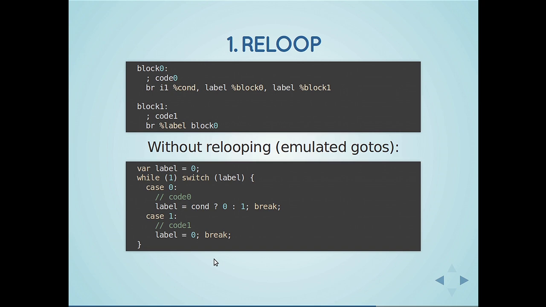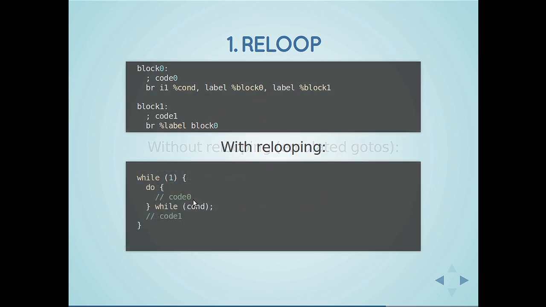So as I said, JavaScript does not have goto, so we need to emulate goto somehow. One way to do that is to define a variable, call it label, that says which basic block we want to get to. We want to get to block 0 to begin with, and then we have an infinite loop that just picks the label and goes there. For basic block 0, we execute code 0, then we set label depending on the condition, and we break to get back here, and then we'll either end up in block 0 or block 1. So this does the right thing, but it's kind of clunky.